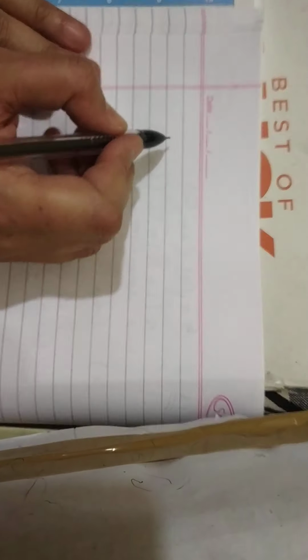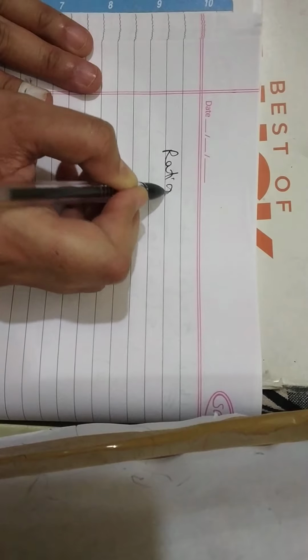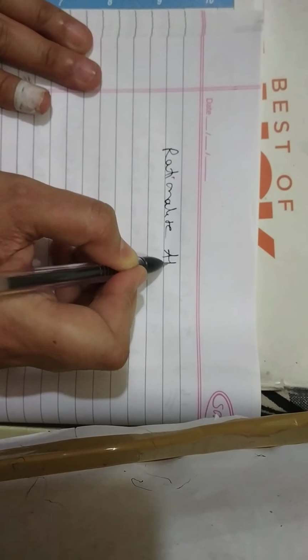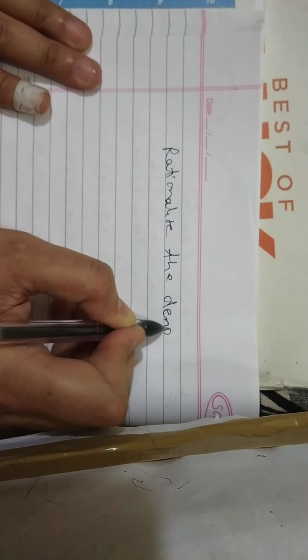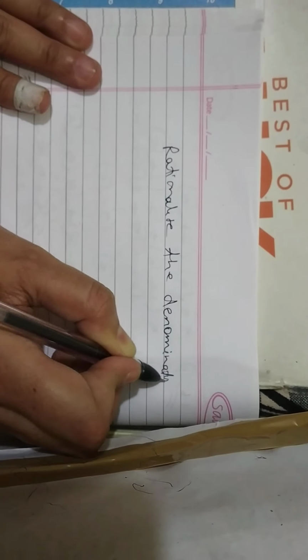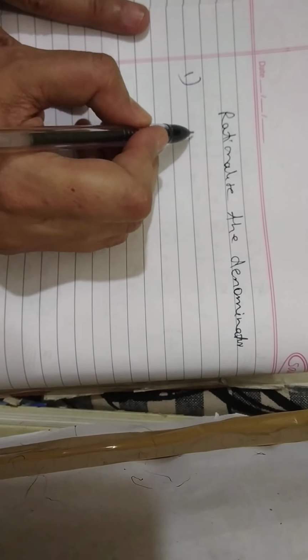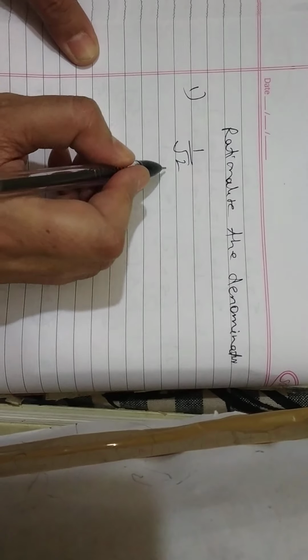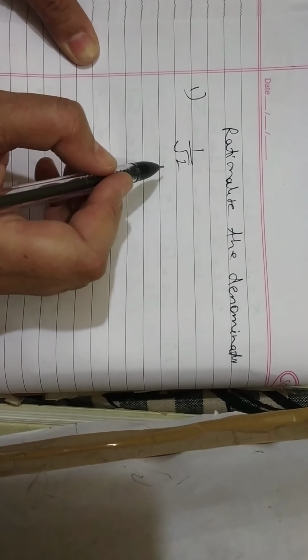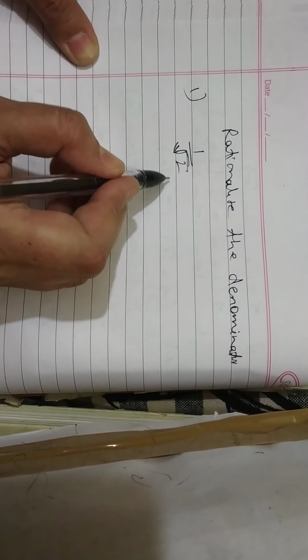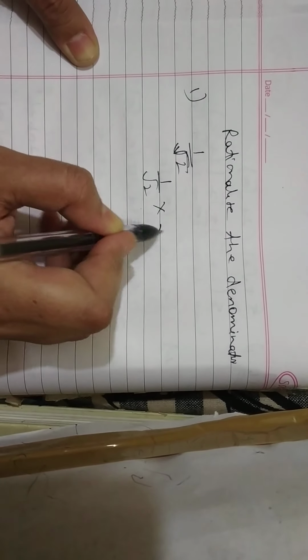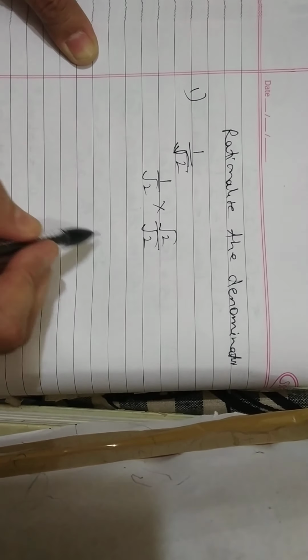Now we are going to learn rationalizing the denominator. This is one more topic. Rationalizing the denominator. And what this means we'll see by solving examples. First example is rationalizing the denominator, that is 1 by root 2. So 1 by root 2, how are we going to take? We are going to multiply and divide by root 2, rationalizing the denominator. So same number we are going to multiply and we are going to divide.